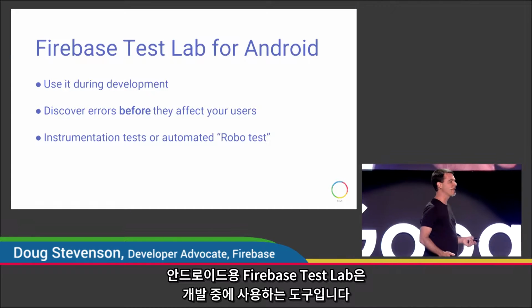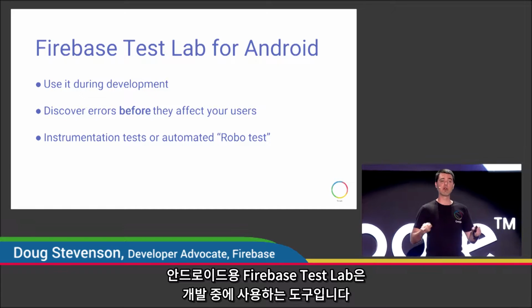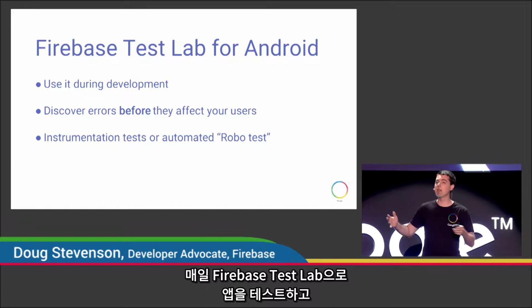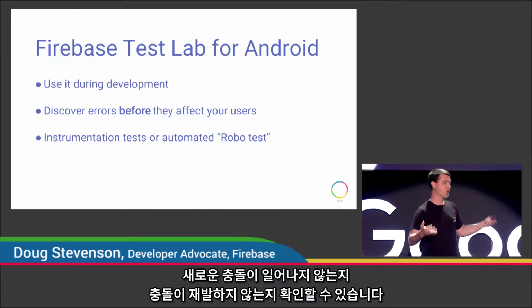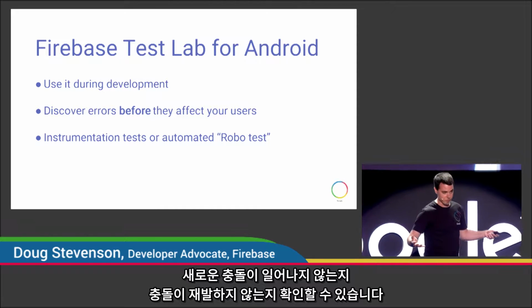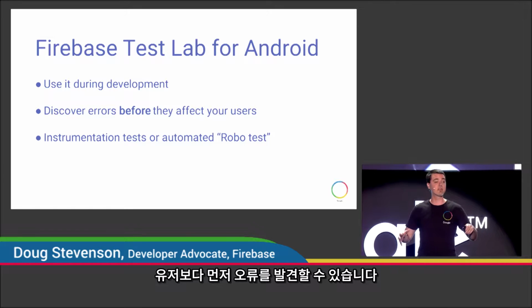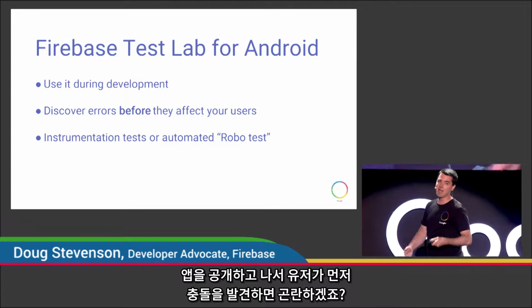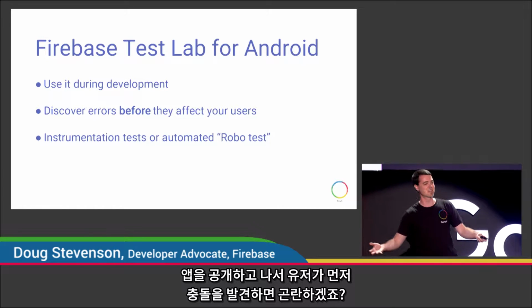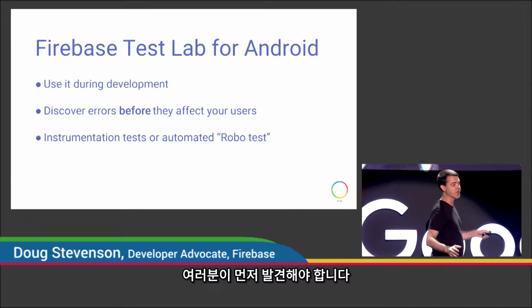So with Firebase Test Lab for Android, this is a tool you use during development. So every day you can be using Firebase Test Lab to test your app and make sure it has no crashes and it doesn't regress on old crashes. You can use it to discover errors before they reach your users. You don't want to ship a new app and have your users be the first ones to discover a crash. You want to find them first.